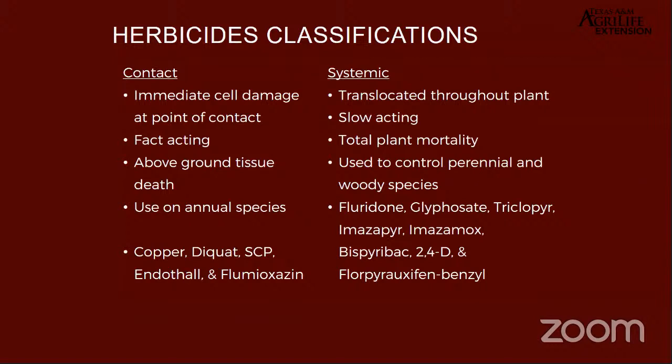Going into your typical classifications, which you may or may not be familiar with, you have your contact herbicides and your systemic herbicides. Contact herbicides cause immediate cell damage at the point of contact. They're very fast acting. They cause above ground tissue death, and we typically use these on some of our annual species, like some of our submerged vegetation. And so common examples that you'll see are copper and diquat, and of course there's some others, but those are going to be the most available to you.